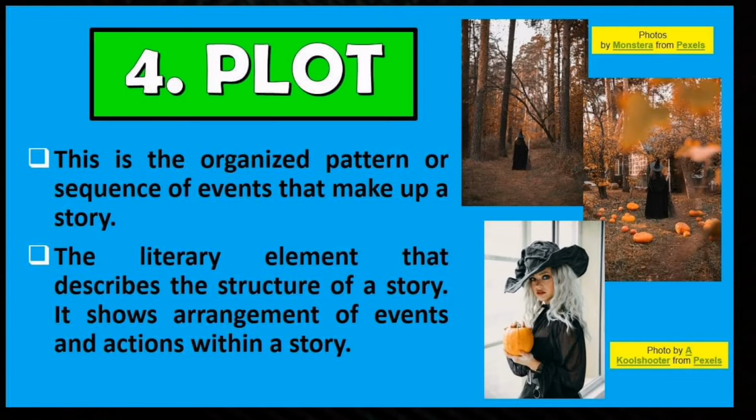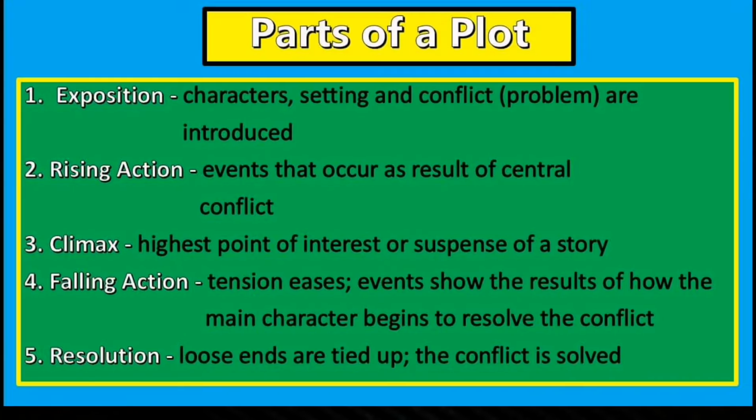Number 4 element is plot. This is the organized pattern or sequence of events that make up a story. It is the literary element that describes the structure of the story, and it also shows the arrangement of events and actions within the story. Then we also have the parts of a plot. First, we have the exposition. Second is rising action. Third is climax. Fourth is falling action. And lastly, the resolution.